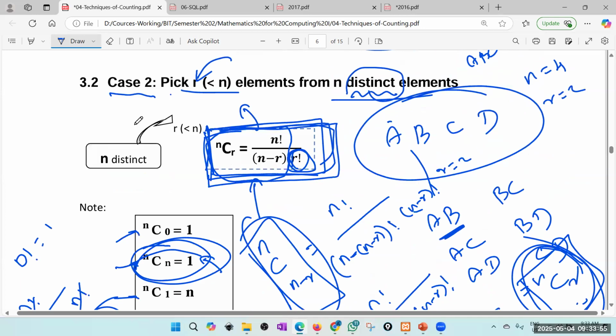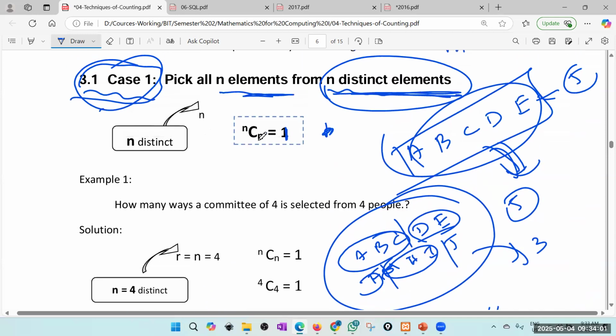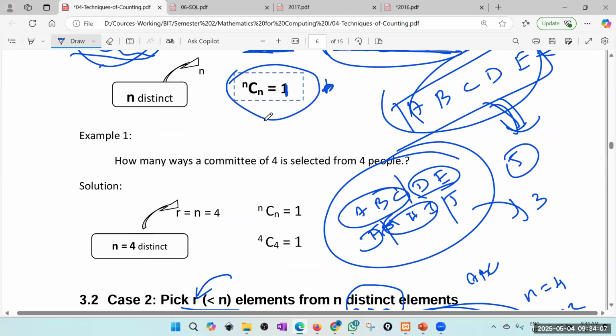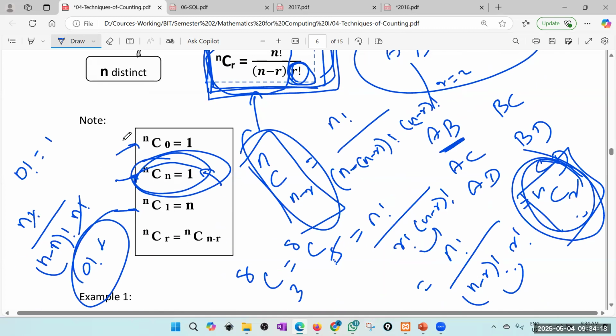Right. So now we have 2 cases. If you have n number of elements, distinct elements, and pick all n elements, we have only one way to pick. That is NCN is 1. If you have n number of distinct elements, and if you take R elements, there are NCR number of selections. That is factorial n divided by factorial n minus R divided by factorial R. And also we look at some connections, especially the NCR is NCN minus R.